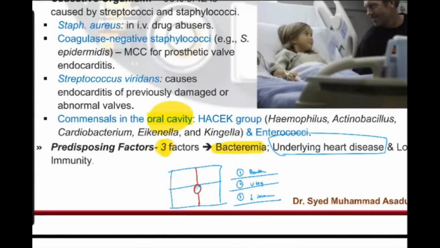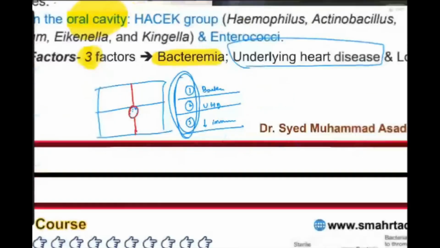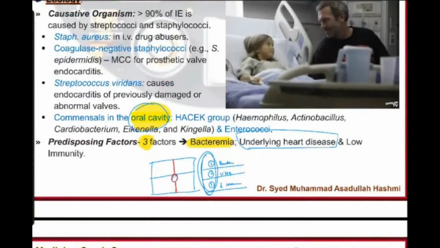While solving MCQs, always see whether these three predisposing factors are there for the patient. Now, what type of bacteria? If the infection occurs from the oral cavity, the bacteria are the HACEK group: Haemophilus, Actinobacillus, Cardiobacterium, Eikenella, and Kingella.